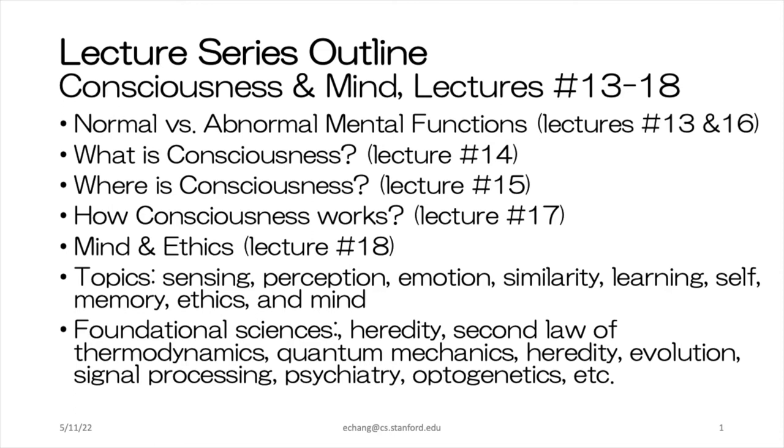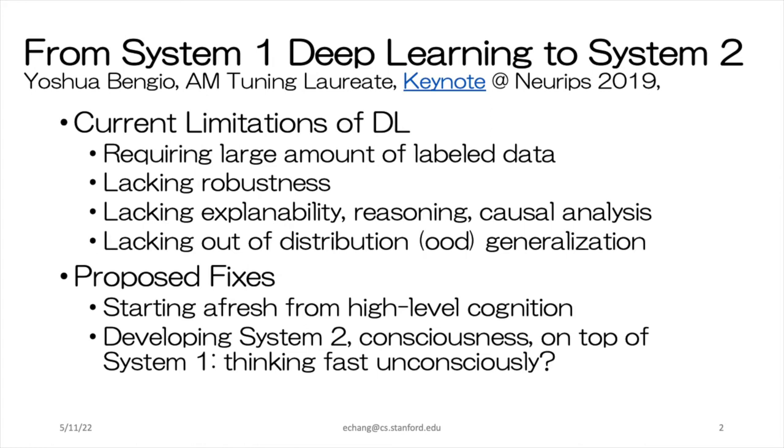So let's look at why we want to study the topic. It all started about 2.5 years ago when Yoshua Bengio gave a keynote at the NeurIPS conference on the limitations of current AI. In the talk, basically we all understand the limitations today. Our AI requires a large volume of training data and lacks robustness. If you change just a few pixels, classification could be erroneous. We have problems with explainability, reasoning, and causal analysis, and we all understand we have generalization problems.